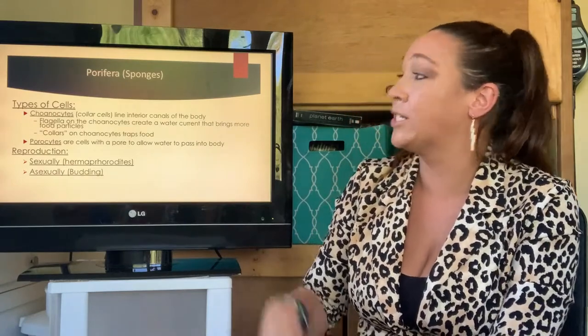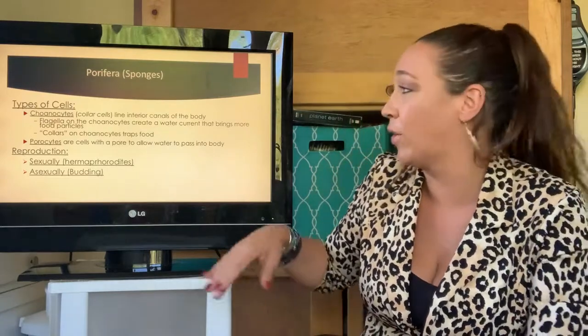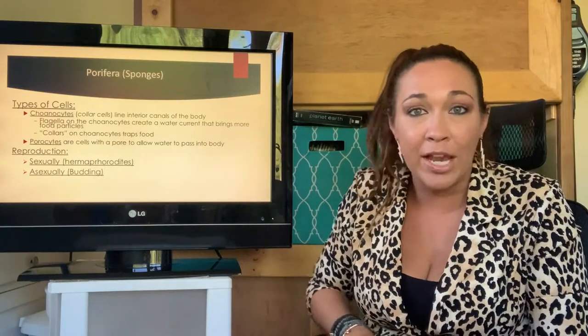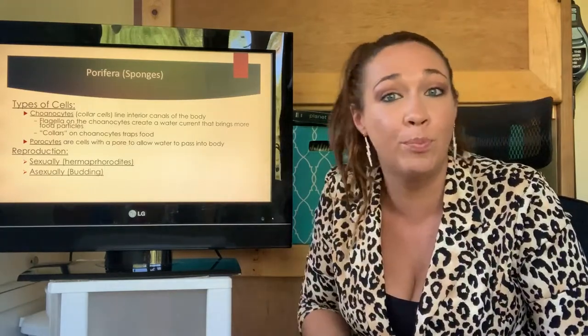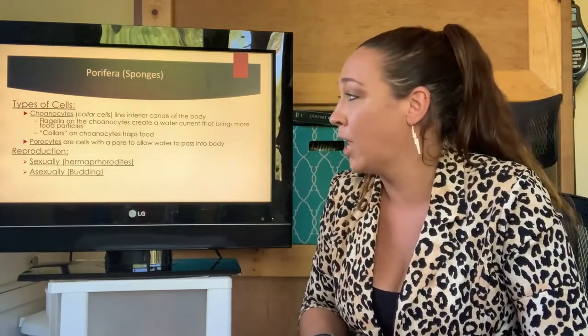We talked about choanocytes. They also have porocytes. Again, porocytes are essentially a little cell that creates a little pore that allows water to pass through, allowing the exposure to these choanocytes so that they can pick apart and find the food particles from the water, filtering out the food particles from the water.